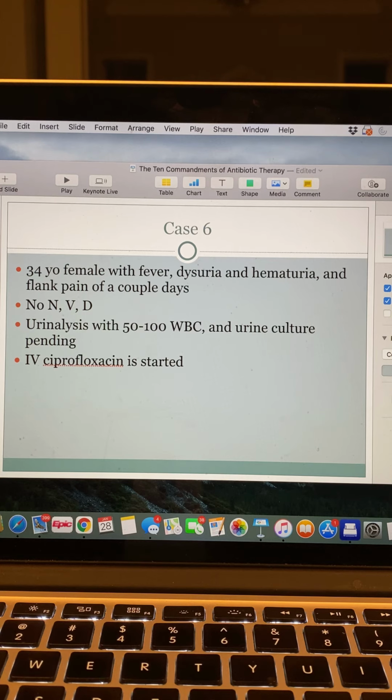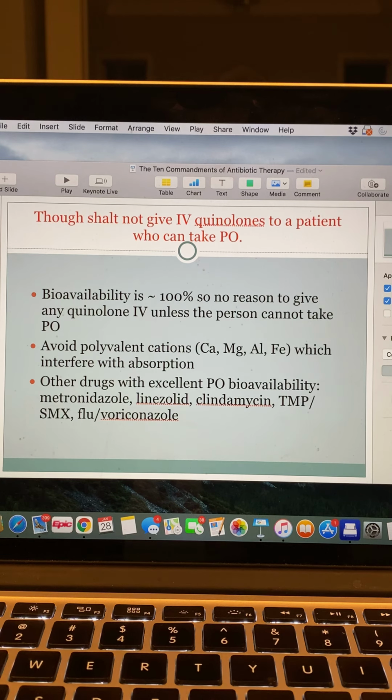Case 6 is a 34-year-old female with fever, dysuria, hematuria, flank pain, no nausea, vomiting, or diarrhea. Urine analysis shows pyuria or leukocyturia, and IV Cipro is started. So remember, there are certain antibiotics which are 100% bioavailable. So if the patient can take PO and if they're not having nausea or vomiting, whether you give these intravenously or orally, the bioavailability is the same.